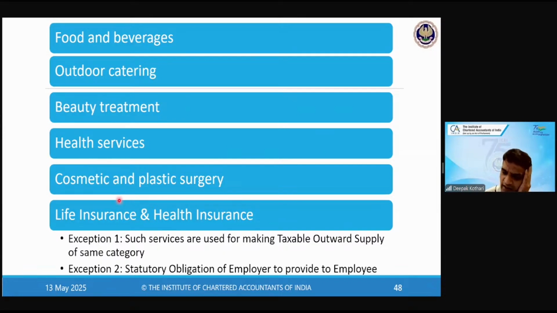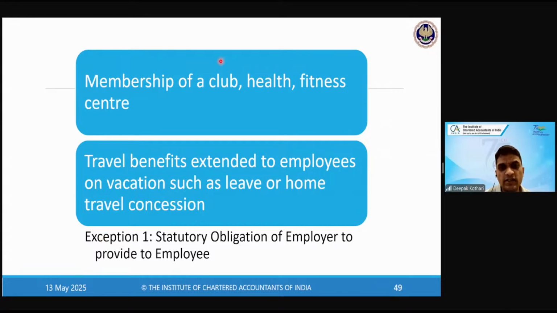So this is block credit, life insurance and health insurance. Then next is membership of a club or a fitness center or a health center. Okay? Because these are all personal nature. There's nothing directly related to business, right? So even if it is given to employee, given to the customers, still it will not be available because it says membership of a club, health and fitness center to anybody is not allowed.